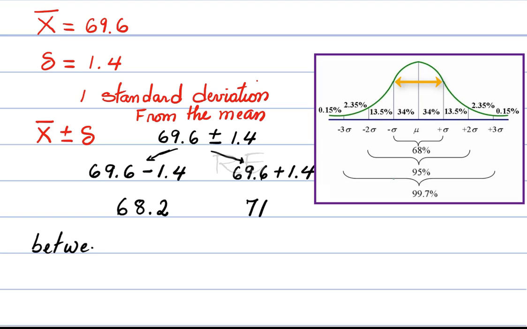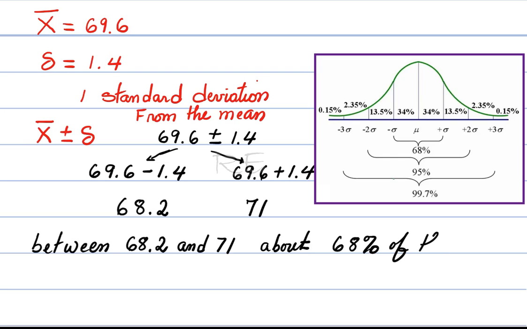And according to the empirical rule, within one standard deviation will lie 68% of the data. So between 68.2 and 71, we will have approximately 68% of the data.